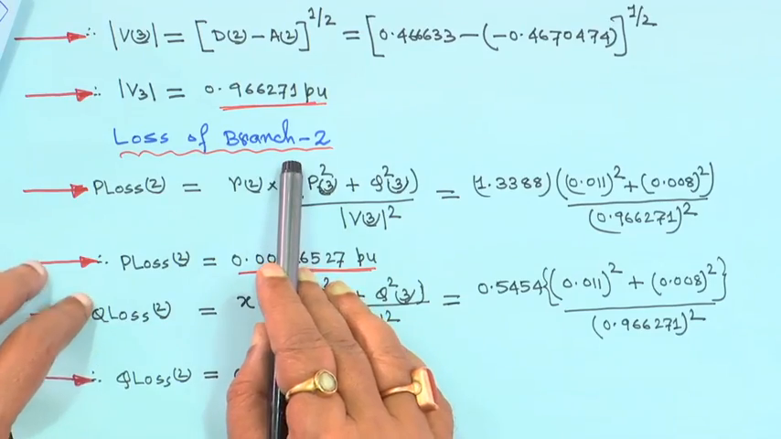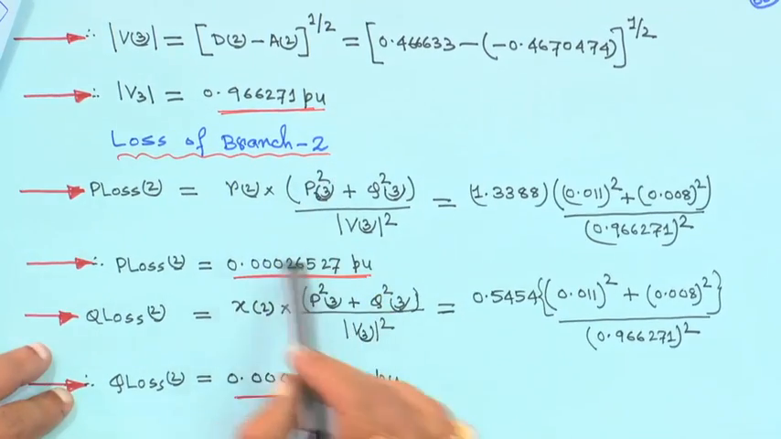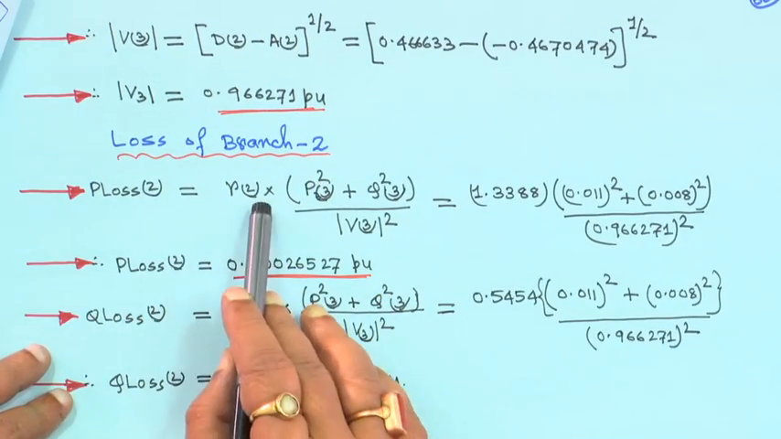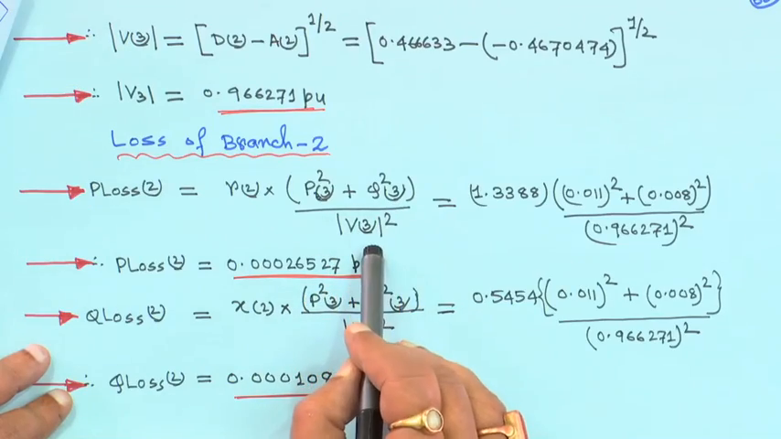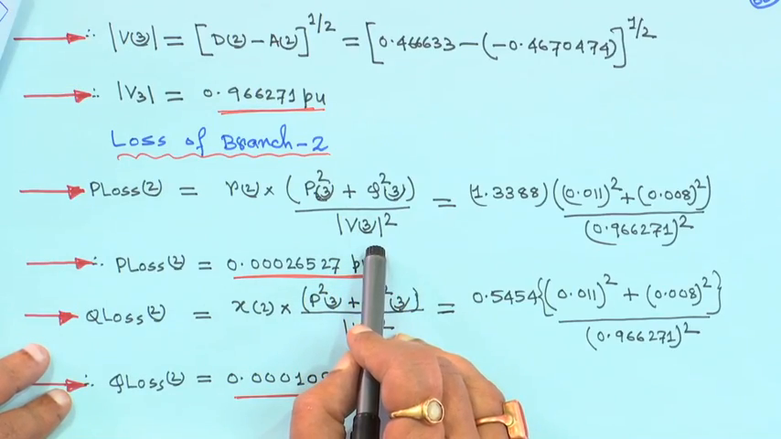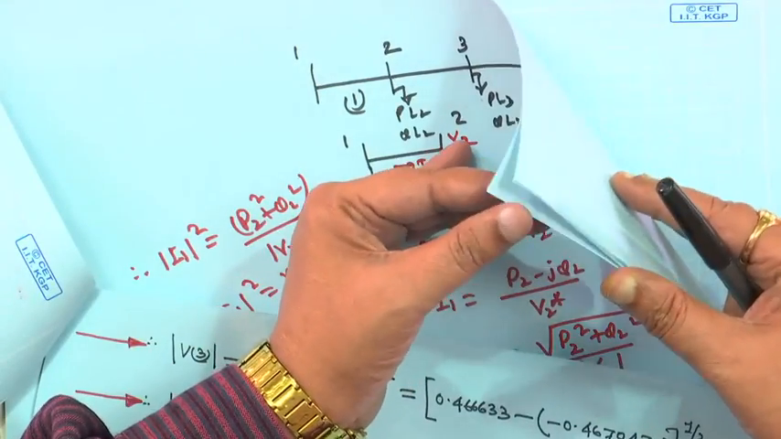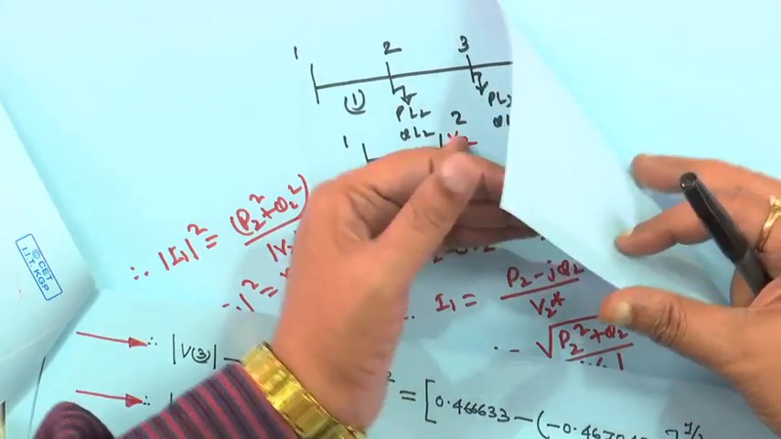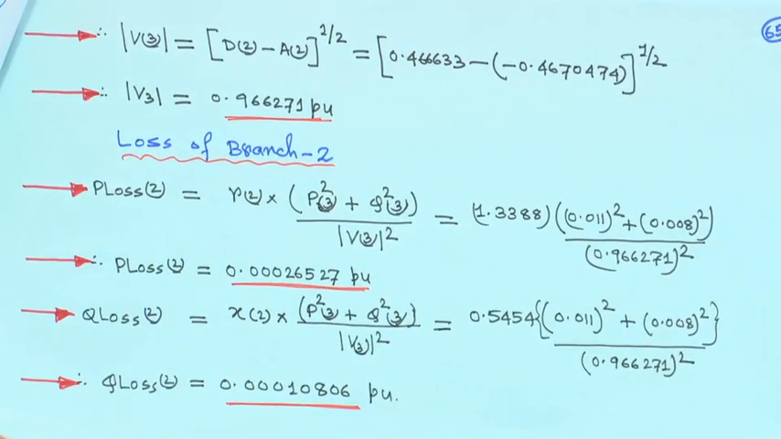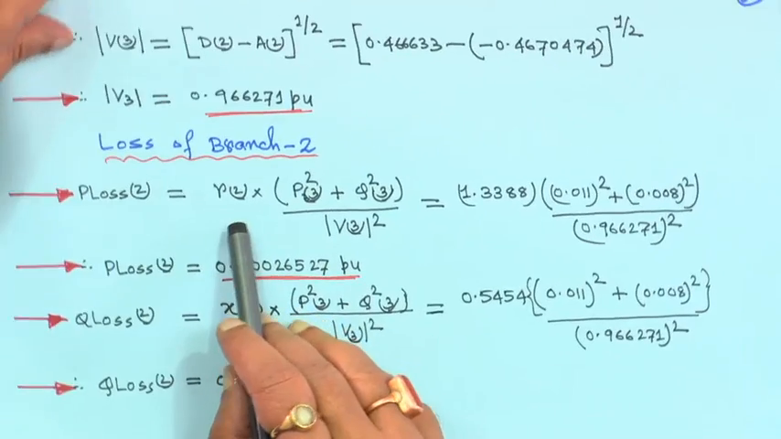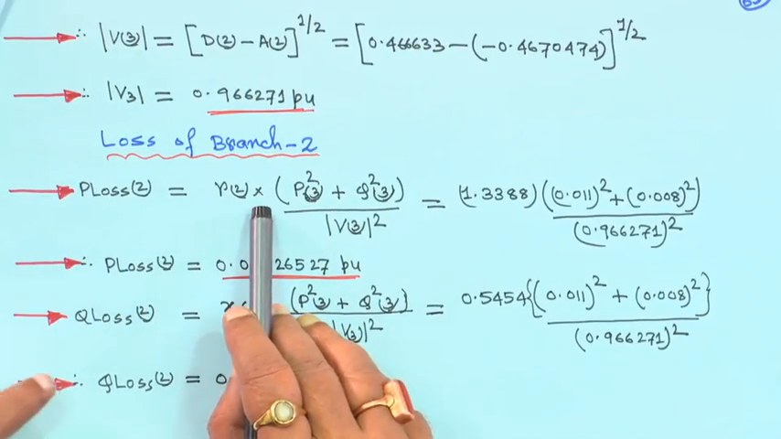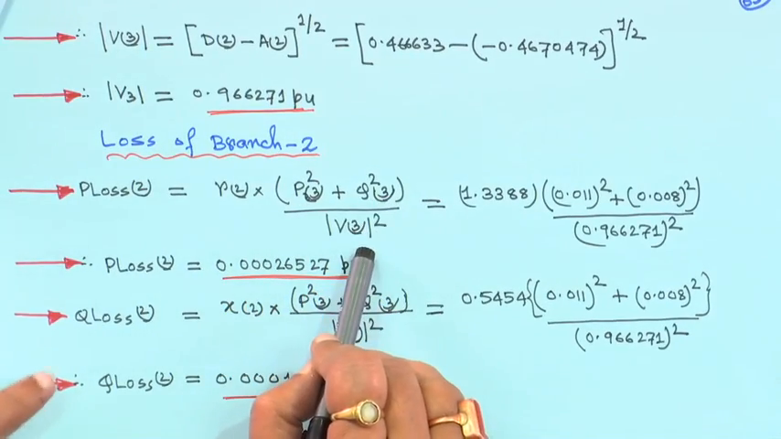Okay. So, next is loss of branch 2, right. Similarly, P loss 2 will be R2 into (P3 square plus Q3 square) upon V3 square. This already I have told you. If you take the electrical equivalent of branch 2, just hold on, I will show you once again. So, power loss of branch 2, P loss 2, will be R2 into (P3 square plus Q3 square) upon V3 square.